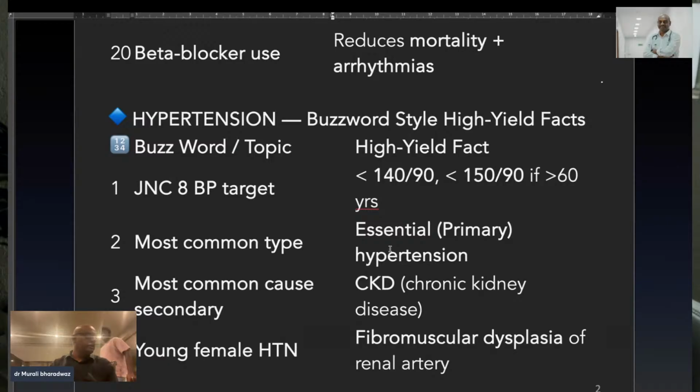Now, the next topic, hypertension. Joint National Committee, JNC 8, has given criteria to diagnose BP. In the earlier days, 120/80 was the criteria, but now 140/90. If the patient is more than 60, a little extra provision is given, less than 150/90.